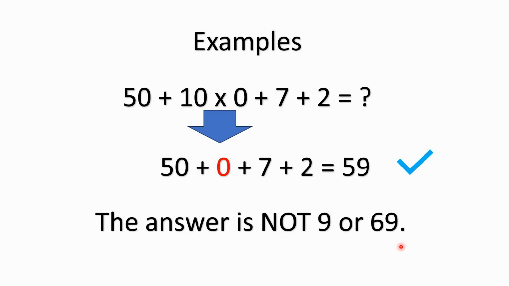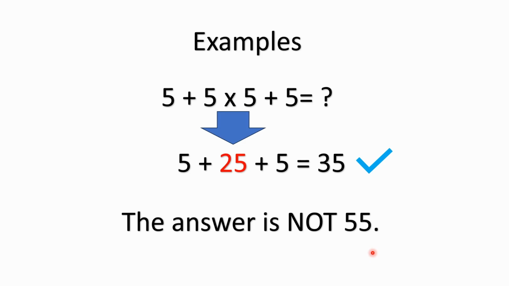Pretty simple. Here's an example that I see a lot of times on Facebook. 50 plus 10 times 0 plus 7 plus 2 equals what? Again, you solve the multiplication first. 50 plus 0 plus 7 plus 2 equals 59. Common wrong answers here are 9 or 69. Believe it or not, some people think that multiplying 10 times 0 is equal to 10, which is really sad, and it means that those people do not understand what multiplication by 0 is. It's not 9, and it's not 69. Another example, 5 plus 5 times 5 plus 5 equals what? Again, the multiplication's first. It's 5 plus 25 plus 5 equals 35. The answer is not 55.